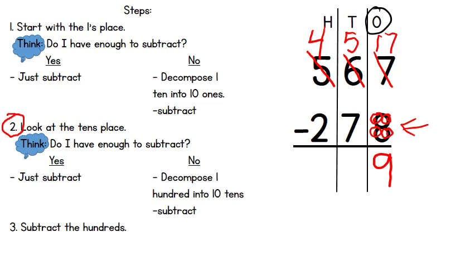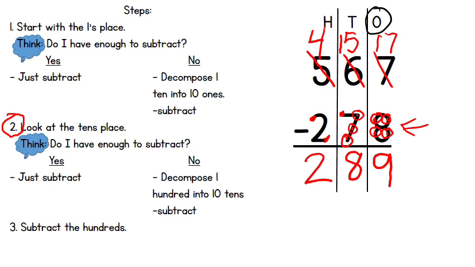You have 400 now. Now I'm going to bring that 100 and put it with my 5 tens, and that gives me 15 tens. Now I have enough to subtract. 15, 14, 13, 12, 11, 10, 9, 8. 8 in my tens place. Now I have to subtract my hundreds. I have 400 and I'm going to take 200. 400, 300, 200. I have 200s left.